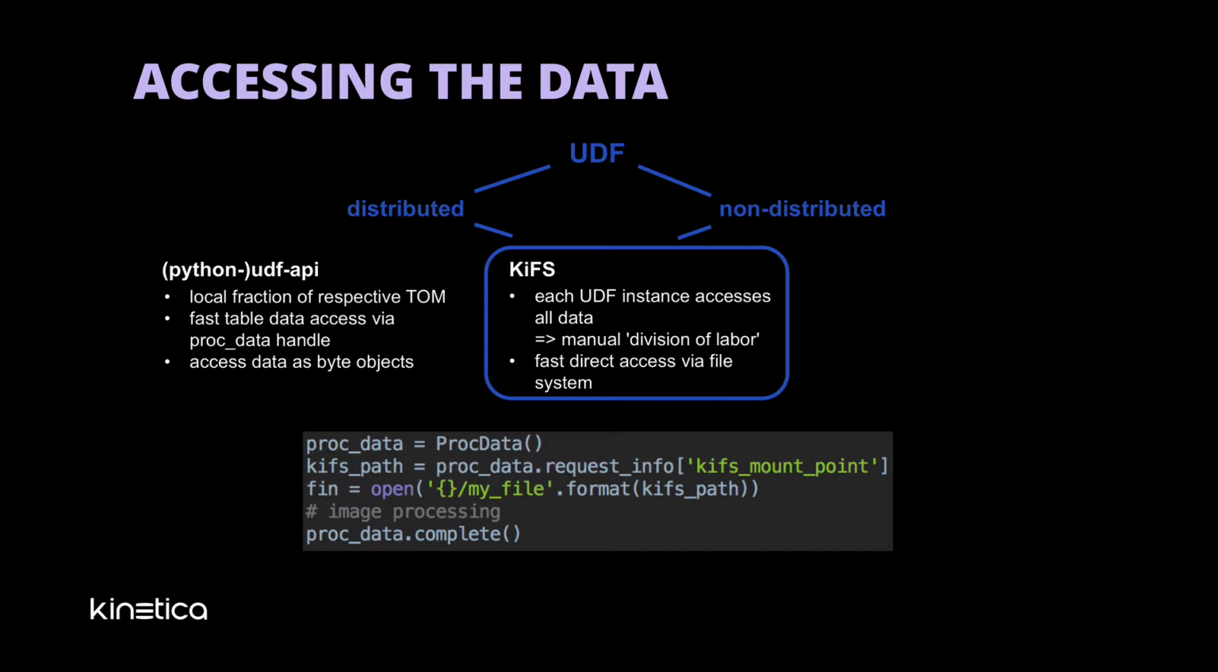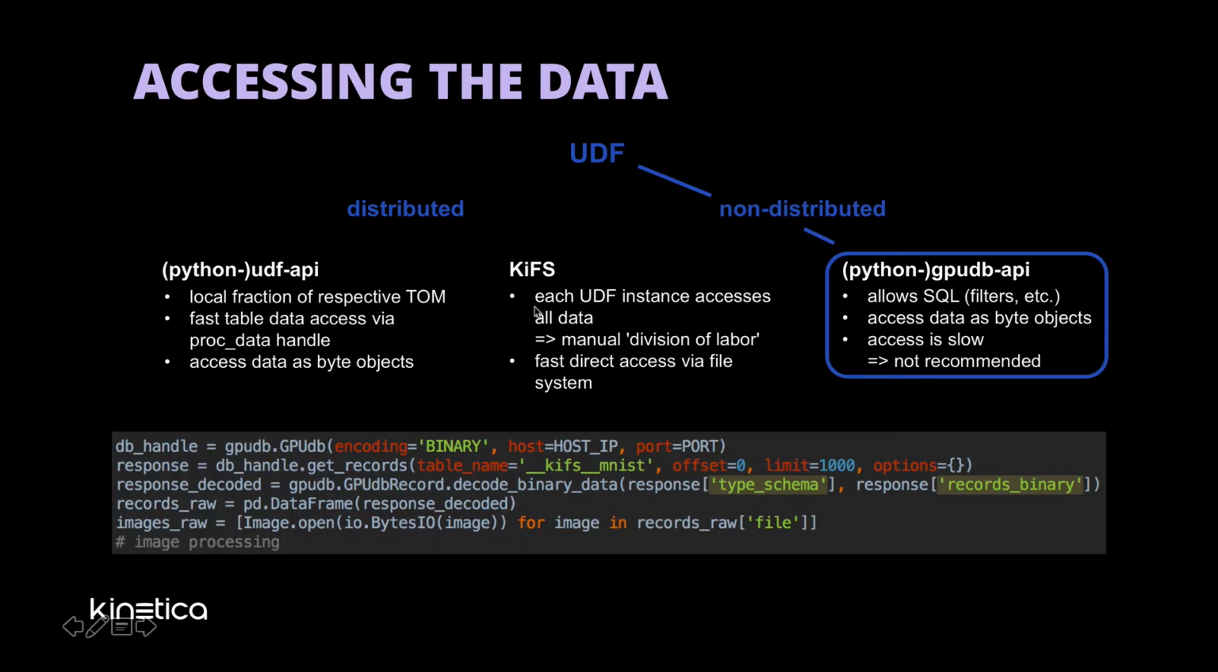An advantage of using KiFS directly is that the access of the data is really fast. The way you would do that is, well, you use your proc data handle again, but not to access the actual data, but to get the necessary information about where your mount point is, right? Where's your folder with the data? That's something you can get from the handle, but then reading the data is through the common Python file system API here, for example.